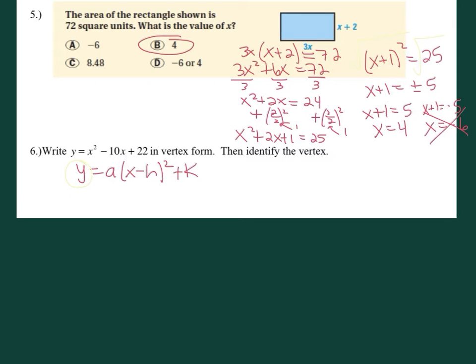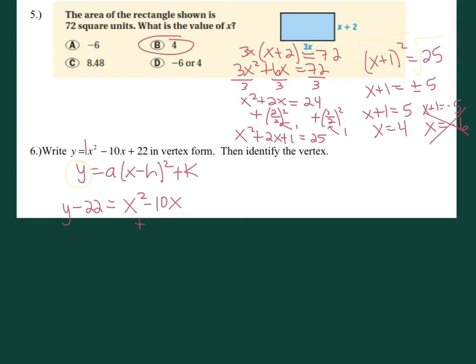So, first thing we do is divide by a, but the a value is 1, so all of your terms would stay the same when we divide by 1. The next step is to move the constant to the other side. So I'm going to subtract 22 from both sides. So I'll have y minus 22 equals x squared minus 10x.